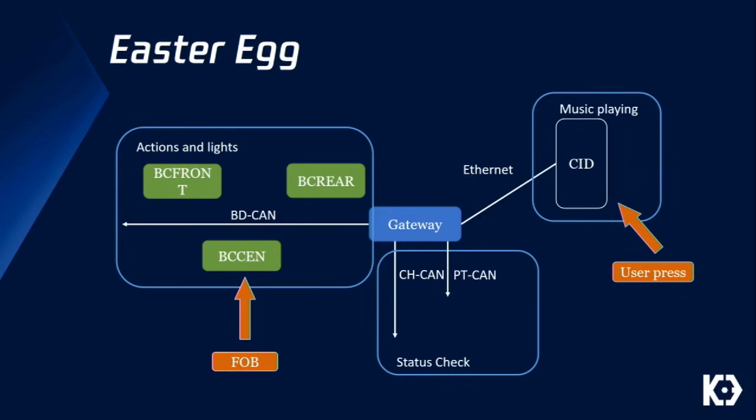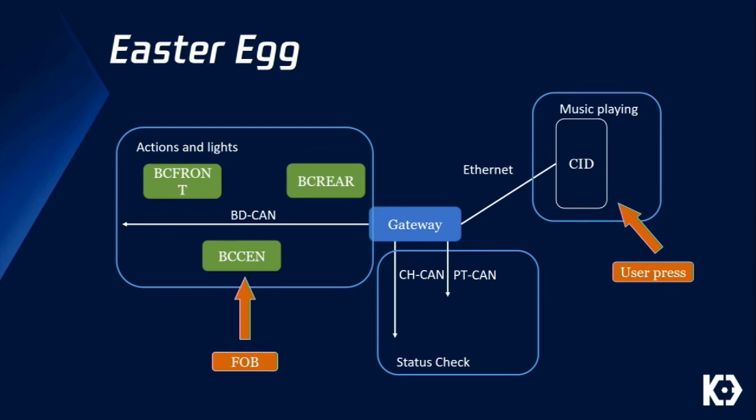The first part is about the CID. If you want to trigger the Easter egg, you should do a long press on the Tesla logo on the CID. And the CID is also responsible for the music playing. Another part is about the status check, because you cannot trigger the Easter egg when the vehicle is on the highway or when the vehicle is running. So to make it safe, Tesla will do some status checks on different kinds of CAN bus.